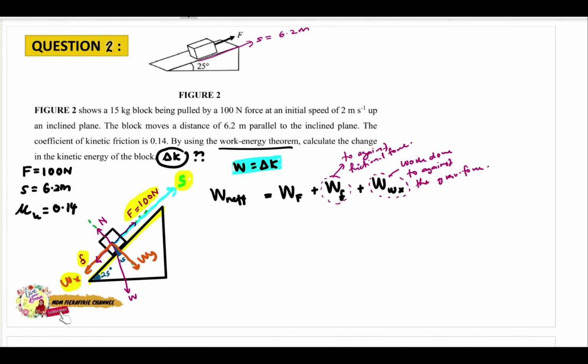Okay, so let's calculate first. But before that, let's look at the direction. W, F. So the direction of F is upward, and S also moves this way. So S is in the same direction. The angle between F and S will be equal to 0 degrees.